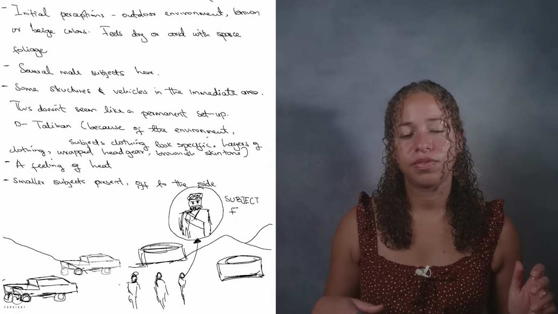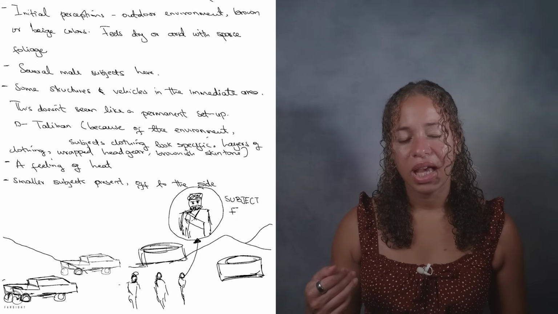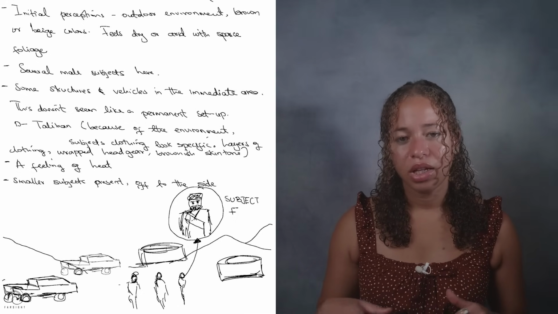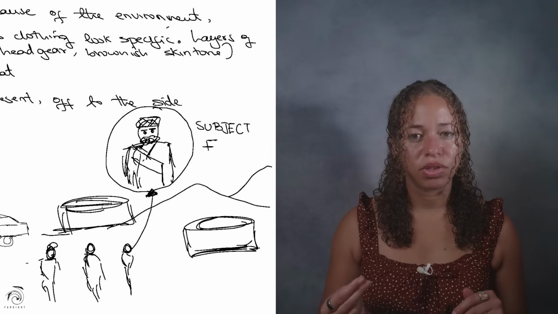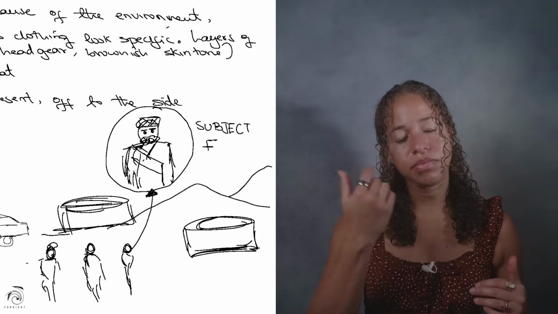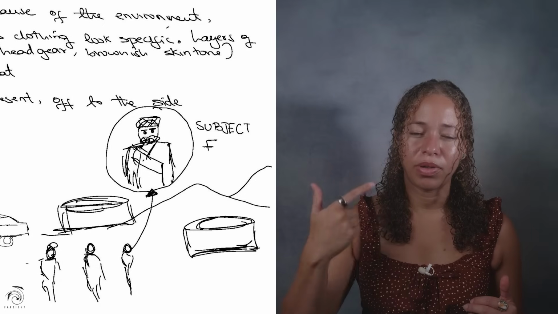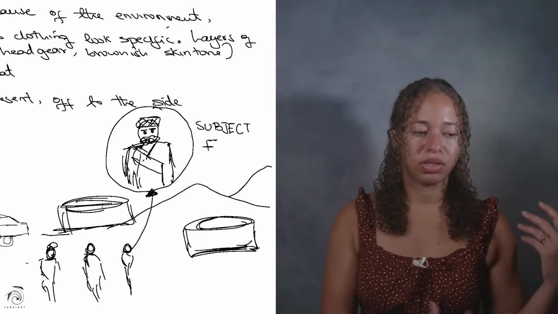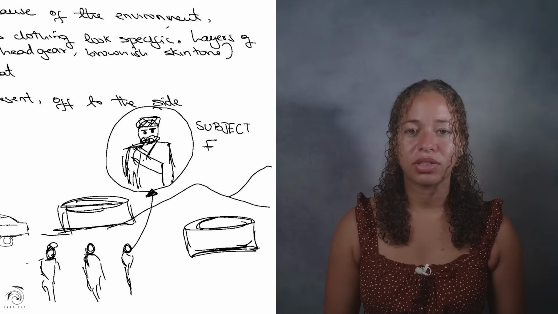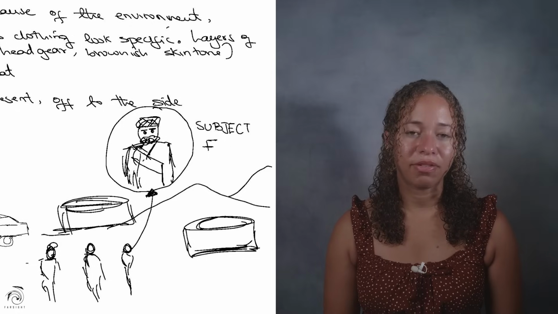It's quite dry, there's vehicles, there's structures around, and then there's a few subjects. Here's a zoomed in version of one of the subjects. You can see they have facial hair, they have kind of a turban wrapped around their head, and their clothing is crisscrossed on their chest. I called this subject F.